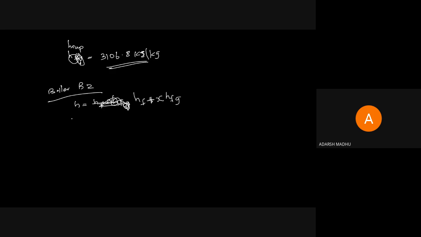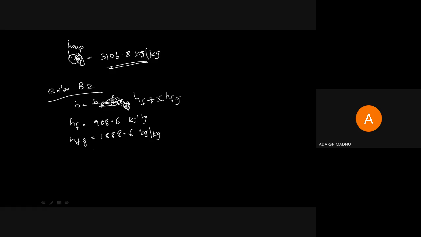HF value for 20 bar is 908.6, and HFG value is 1888.6 kilojoule per kilogram, for 20 bar.